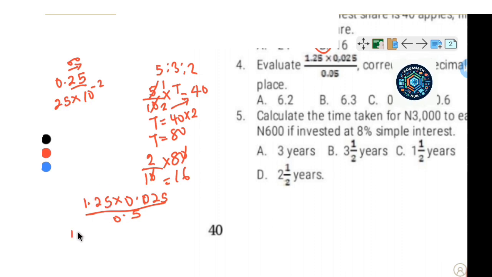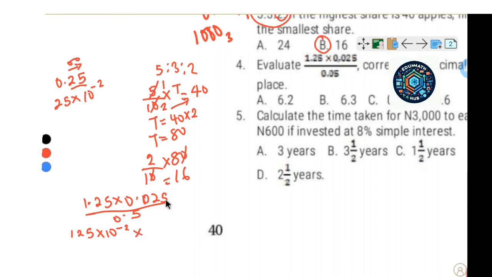So that will give you 125. Then there are 2 decimal places here, so that will be times 10 to the power minus 2. Do the same thing here. 0.025. There are 3 numbers here, so that will be 25 times 10 to the power minus 3.